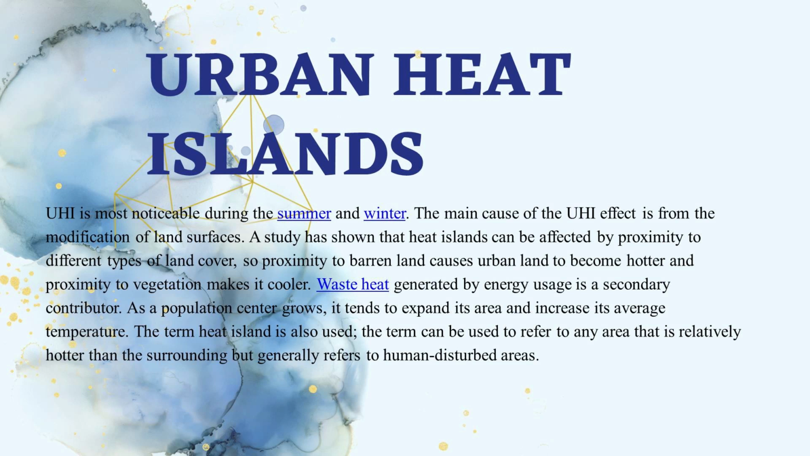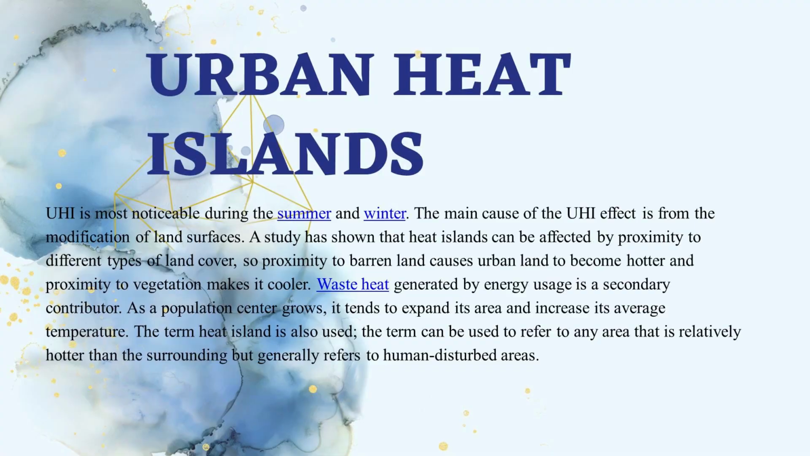And the main cause of the urban heat island effect is the modification of the land surface. A study has shown that heat islands can be affected by proximity to different types of land cover. So proximity to barren land causes urban land to become hotter, and proximity to vegetation makes it cooler. Waste heat generated by energy usage is a secondary contributor. As the population grows, the concern of urban heat islands also increases. The term heat island is used in many areas where there is more consumption, where there is a factory, and where it is heavily populated with human beings.